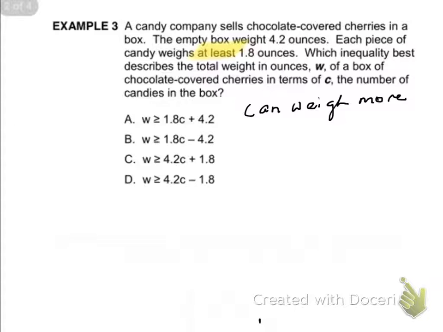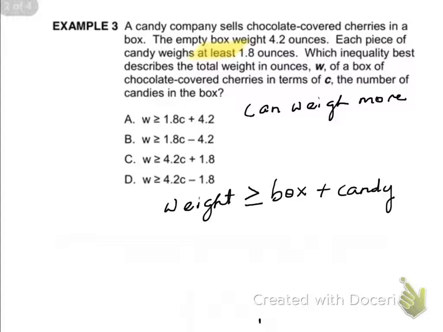So let's write what we have there in words. We have the total weight of the box of candies, and we have the box plus the candy inside. Now, we're given the minimum weight, and we know that it can weigh more because some of those individual candies might weigh more than 1.8 ounces. So that's going to mean that this weight is going to be greater than or equal to the box plus that weight they gave us of the candy.